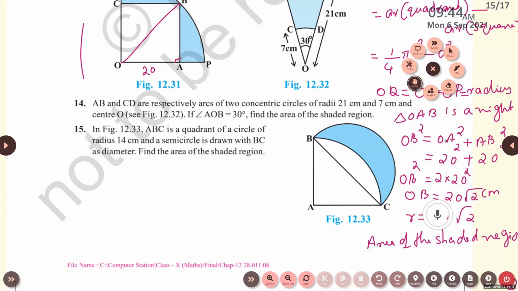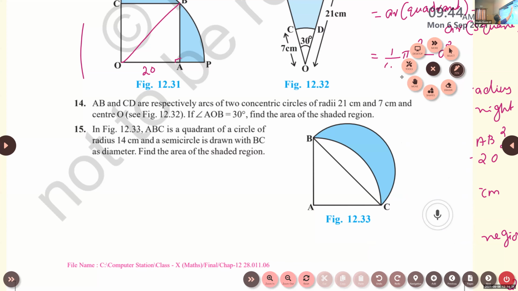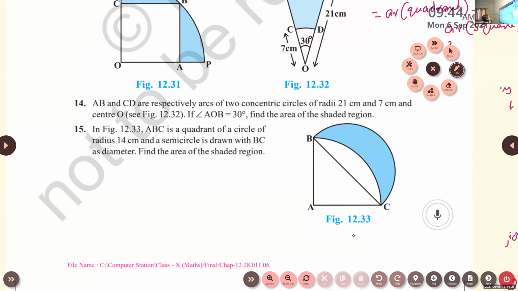AB and CD are respectively arcs of two concentric circles of radii 21 centimeter and 7 centimeter and center O. Angle AOB is 30 degree. Find the area of shaded region. Write the question. Figure I will show you.